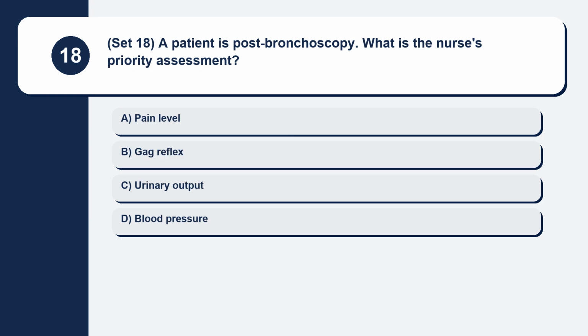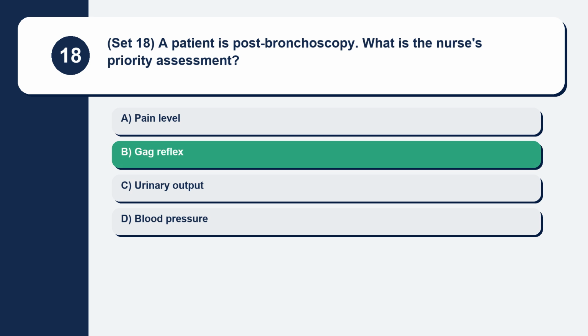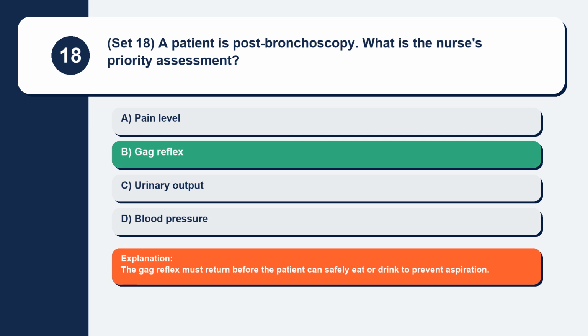Question 18. Set 18. A patient is post-bronchoscopy. What is the nurse's priority assessment? Pain level, gag reflex, urinary output, blood pressure. The gag reflex must return before the patient can safely eat or drink to prevent aspiration.